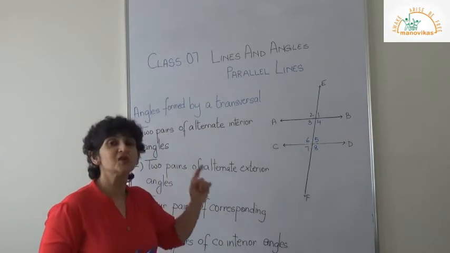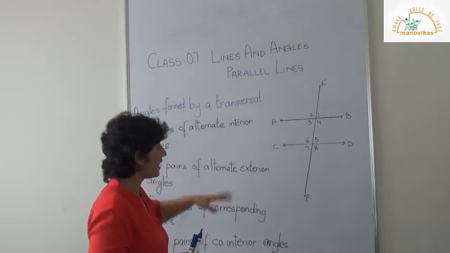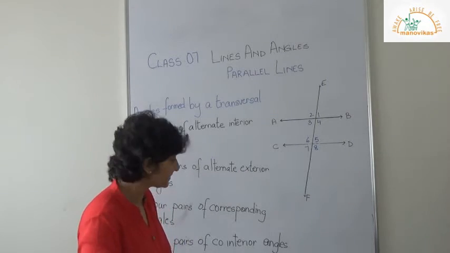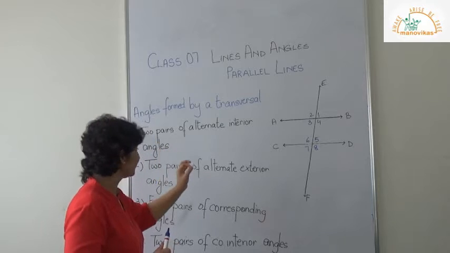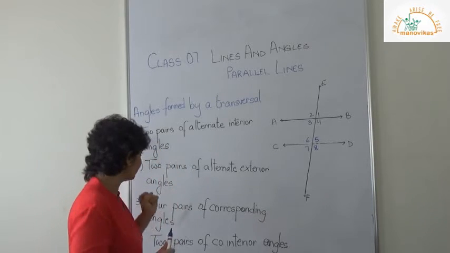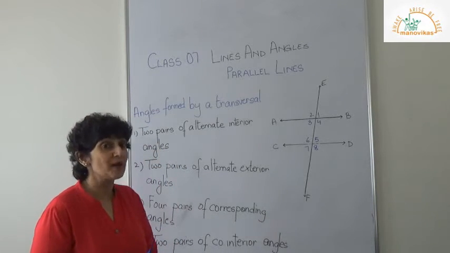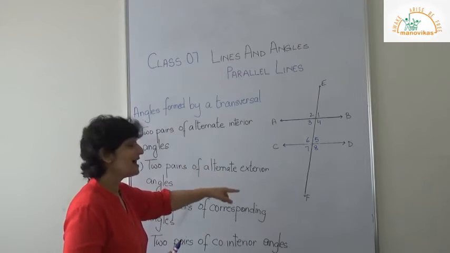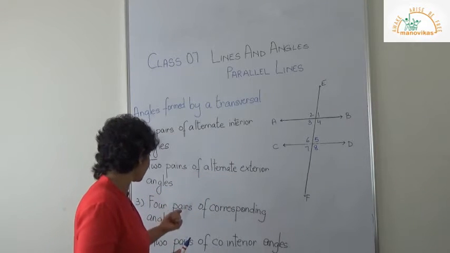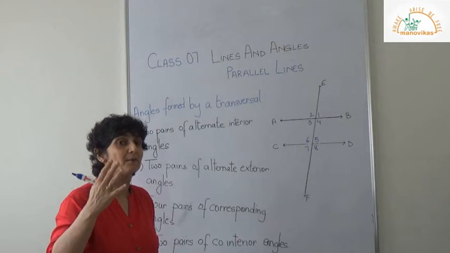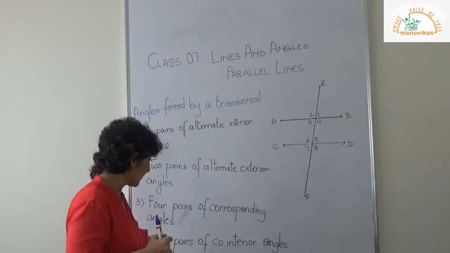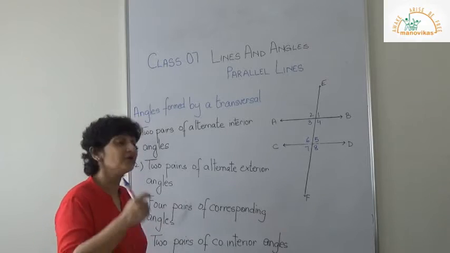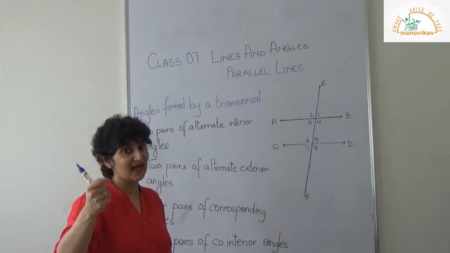Now let us see which are these angles formed by a transversal. You get two pairs of alternate interior angles. Then you get two pairs of alternate exterior angles. Then you get 4 pairs of corresponding angles. And then you get 2 pairs of co-interior angles.